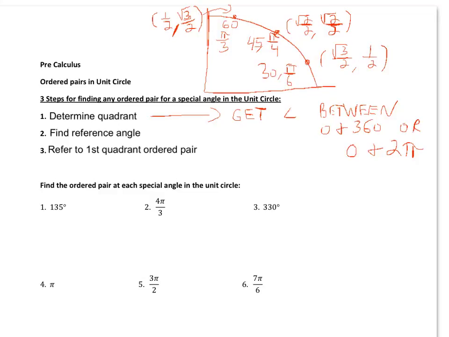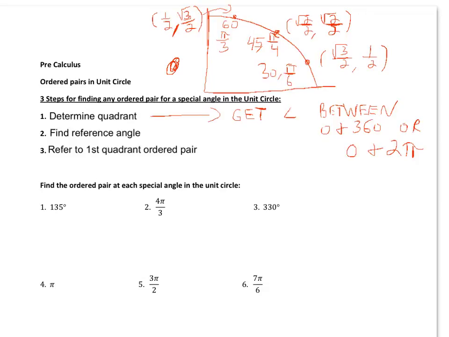So we're going to follow these 3 steps, and you're going to see I'm going to go up and down on this. I'm always going to refer to this first quadrant right here, because that's really going to give us the answers. All right, let's look at number 1. You're going to see I'm not going to draw any other unit circle. I'm just going to refer to the first quadrant.